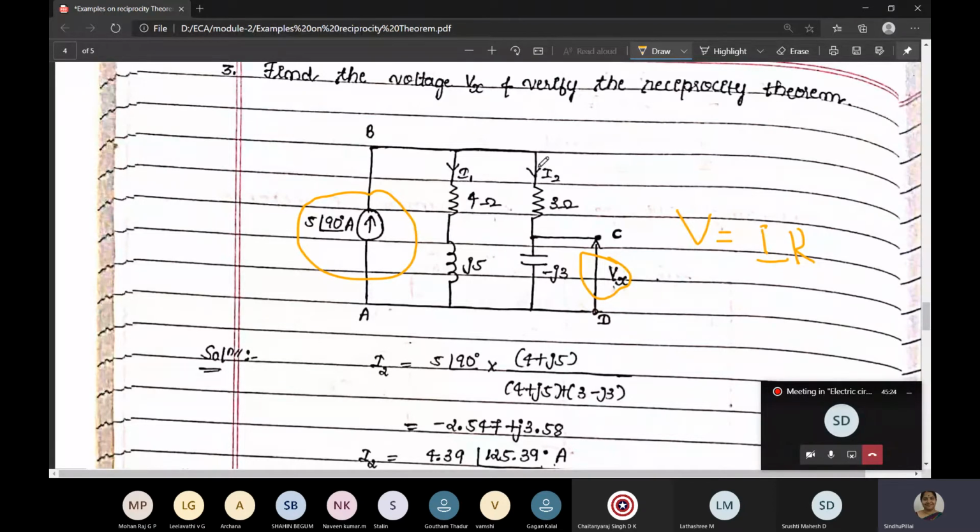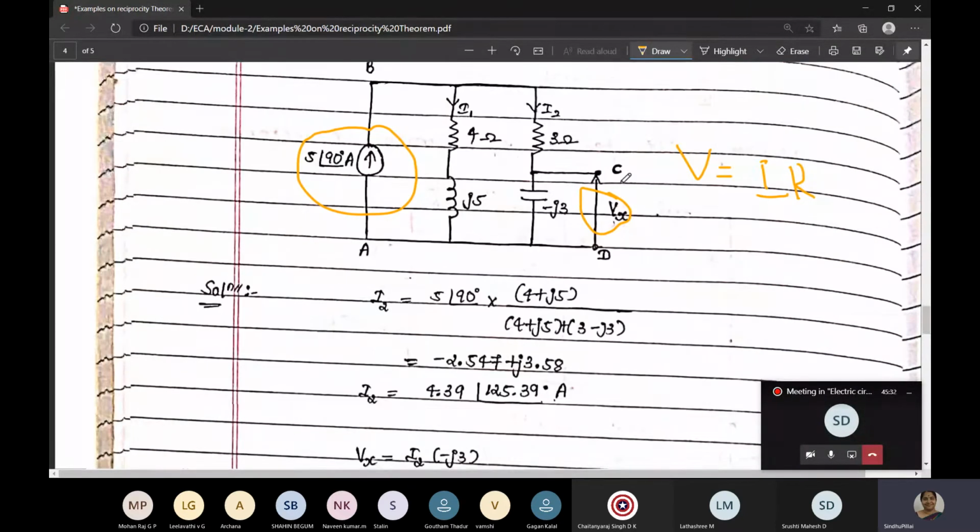So first I have to know what the current is. How to find out the current? Since it is divided into two branches, I can go with the formula of branch current. What is the formula for branch current? The current in this branch, that is I2, is equal to the main current into the resistance of the opposite branch divided by the sum of resistances. That is the formula for branch current. So I2 is equal to the main current, which is 5 at an angle 90, into the resistance of the opposite.